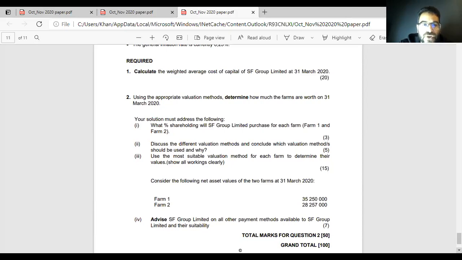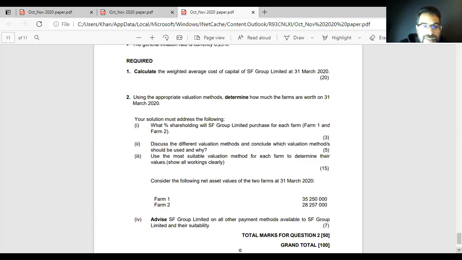So they say your solution must address the following. Number 1, what percentage shareholding will SF Group Limited purchase for each farm, Farm 1 and Farm 2? The way you work out the percentage is using those ratios, 2:1:2, and in the other one, 2:1. So I'll show you how to use those ratios in order to work out the percentages.